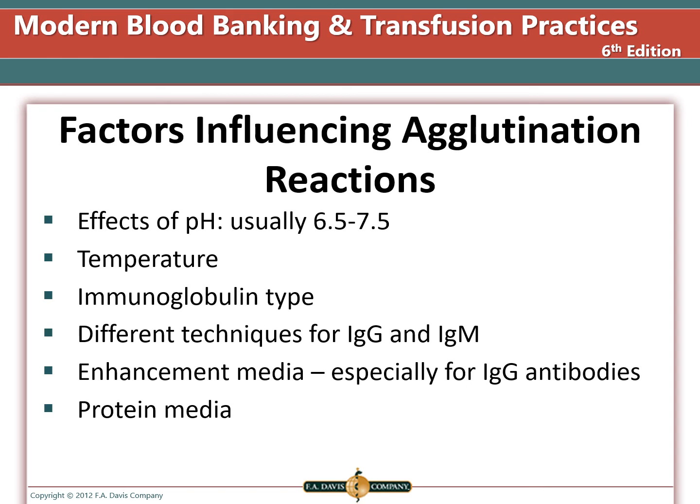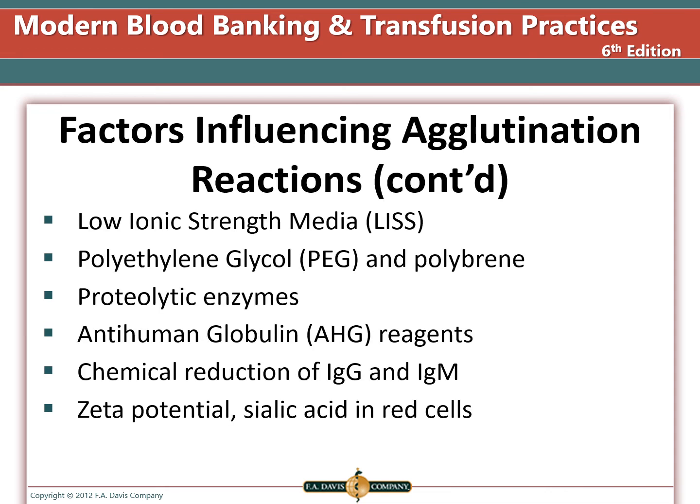IgM works well in saline, while IgG works better with colloids or low ionic strength saline solutions. We use enhancement media when we do antibody screens to detect IgG antibodies. There are multiple types of antibody enhancement media. LISS reduces zeta potential. PEG increases the dielectric constant and reduces zeta potential. Enzymes enhance some antibodies and eliminate other reactions. Anti-human globulin reagents allow the lattice formation to form on sensitized red blood cells.